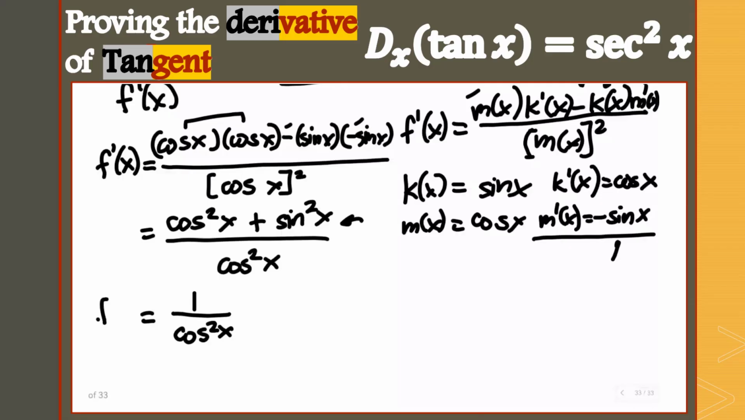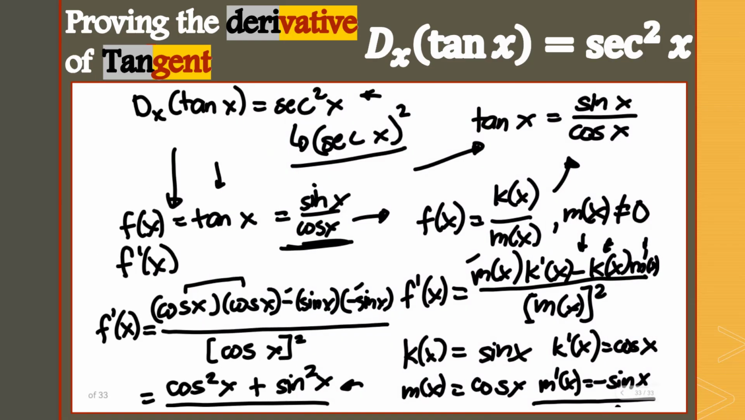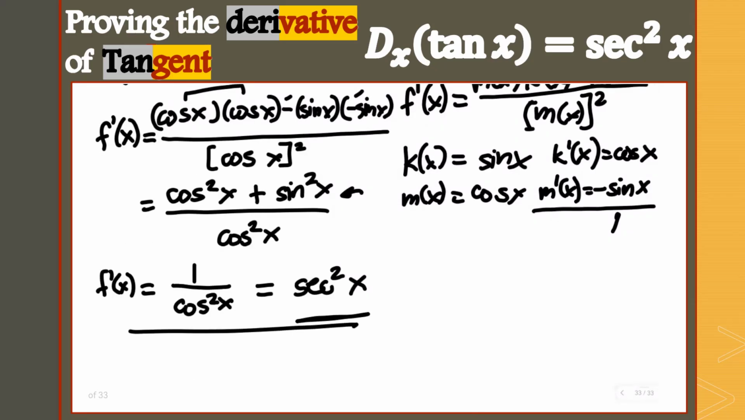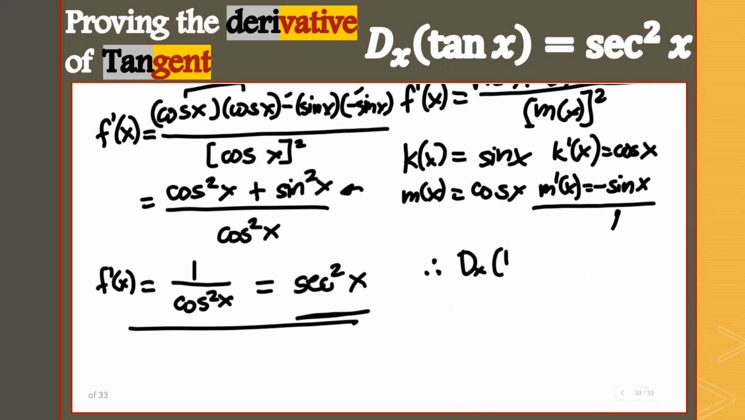Over cosine squared of x. This was our f prime of x. And what is actually this? 1 over cosine squared x, or the reciprocal of cosine squared x, is actually secant squared x. With this, we have shown that if our f of x is tangent x, which can be interpreted as the ratio of sine over cosine, its derivative is equal to secant squared x. Therefore, the derivative of tangent x is equal to the square of secant x.